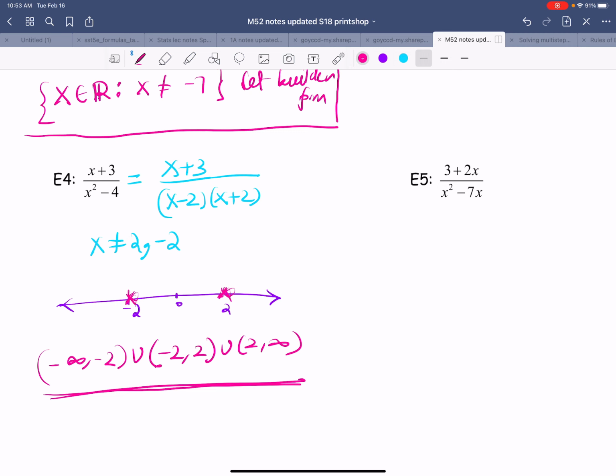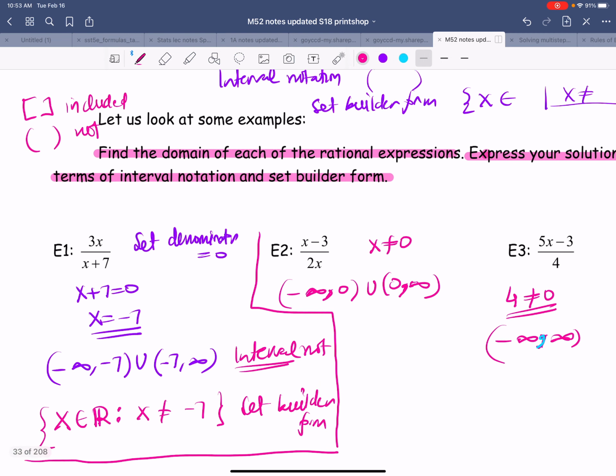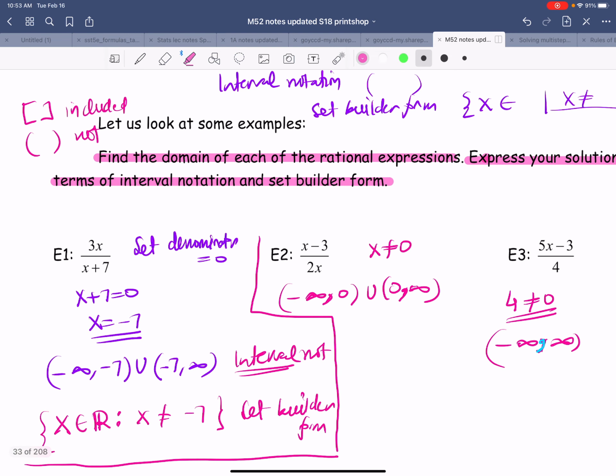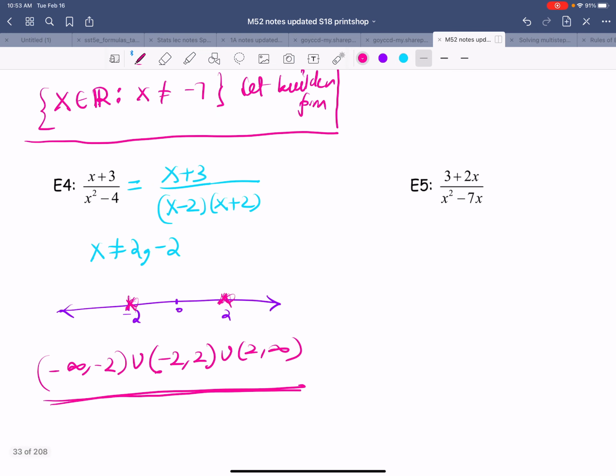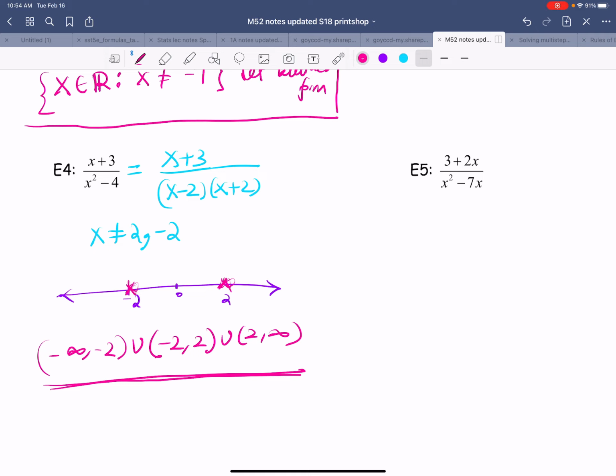We already said that parentheses means not included. So when you see this parentheses, that means we are not including that number. Bracket means we're including that particular number. So I'm using the open parentheses around negative 2 and 2. Don't worry about 0 because 0 is not an illegal value here. I just showed that to split the number line. Because if x becomes 0, then your denominator is negative 4, which is still a real number.